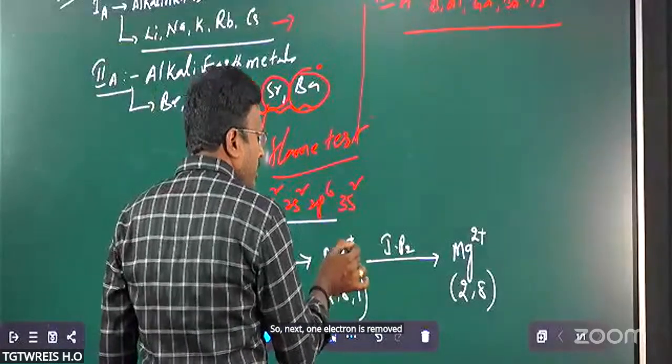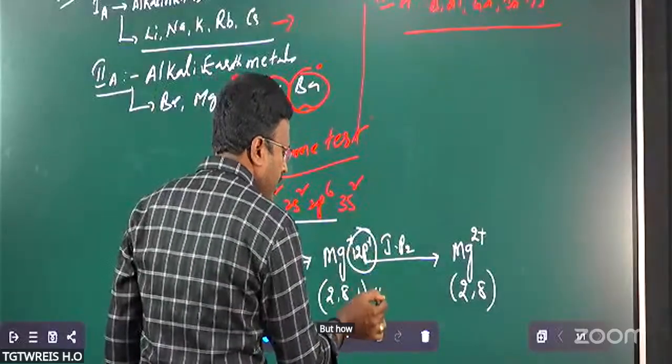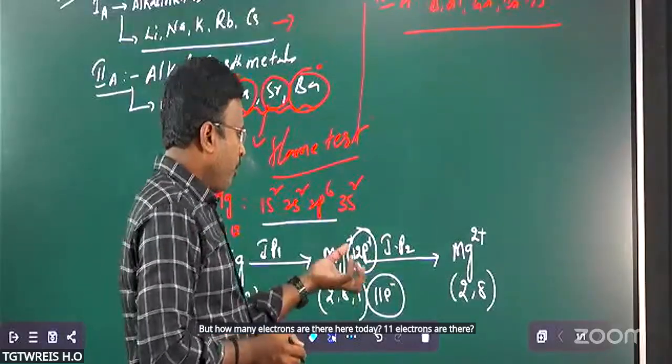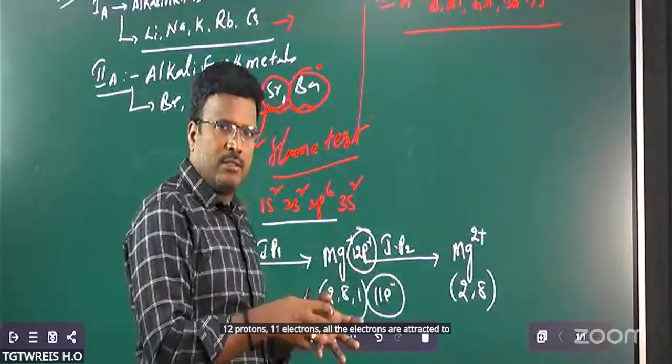How many protons are there here? 12 protons are there. But how many electrons are there here? 11 electrons are there. 12 protons, 11 electrons. All the electrons are attracted to the nucleus.